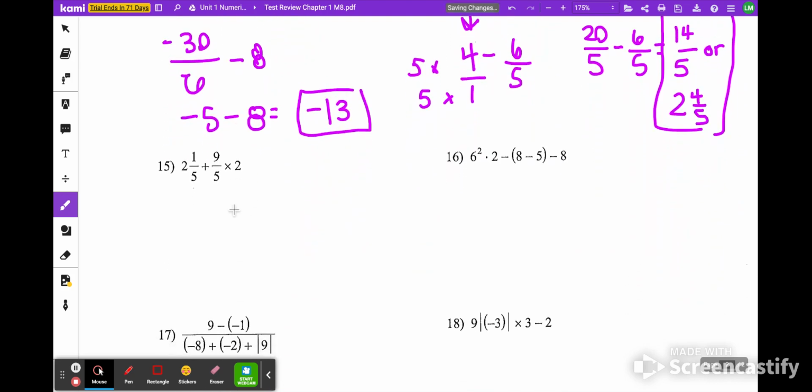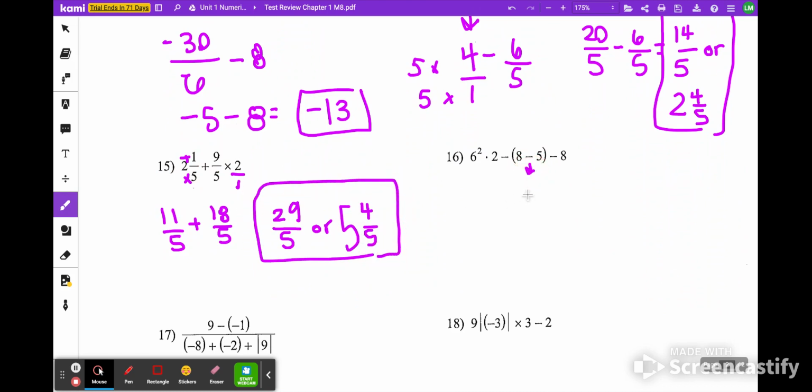Number 15, we have multiplication we want to take care of first. 9/5 times 2 over 1 would be 18/5. And then when I add this, I'm going to go ahead and change my mixed number to an improper fraction. 2 times 5 is 10, plus 1 more is 11. So 11 plus 18 is 29/5, or you can have that as a mixed number of 5 4/5.